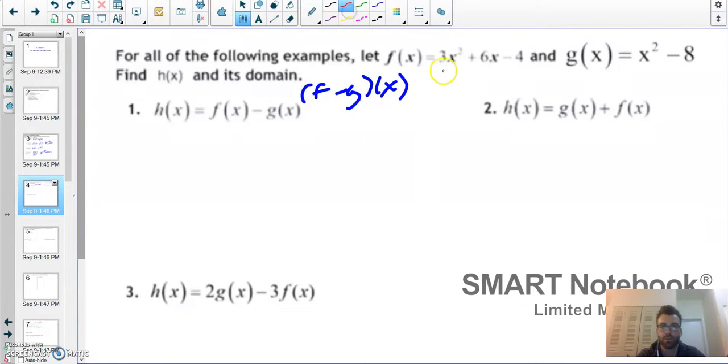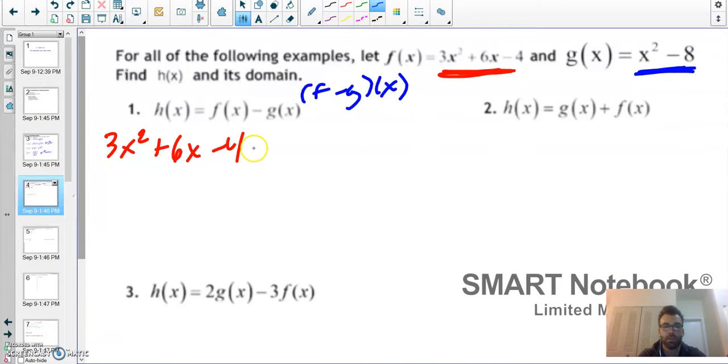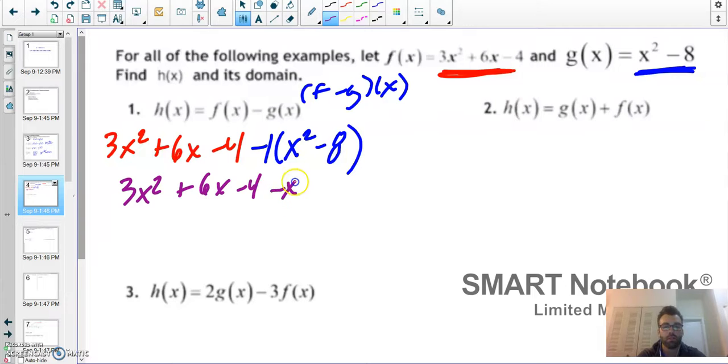Here I have f of x, which is 3x squared plus 6x minus 4, and then minus g, which is x squared minus 8. Make sure you put g in parentheses. That's very important because we are going to distribute our negative here, so that the 8 becomes positive, and then combine our like terms to get 2x squared plus 6x plus 4.